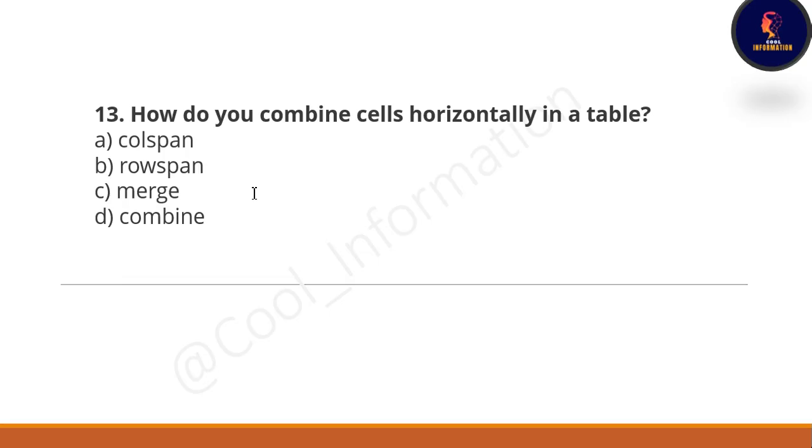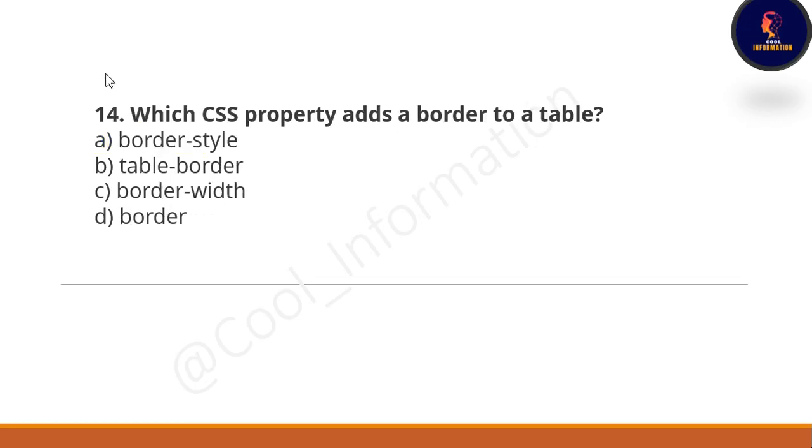Next question is, how do you combine cells horizontally in a table? Option A, colspan. Option B, rowspan. Option C, merge, and last option is combine. Correct option is option number A. By using colspan, we can combine cells horizontally in a table. Now again the question is about horizontally. If the question is about vertically, then the correct answer will be option number B, rowspan. But here the question is about horizontally, so option A will be correct here. Moving to the next question.